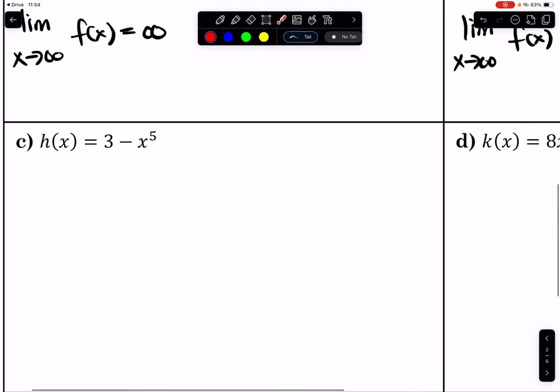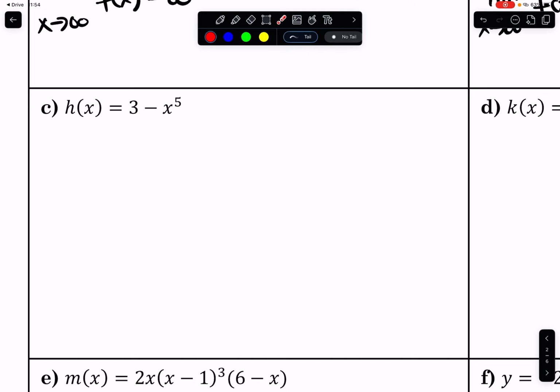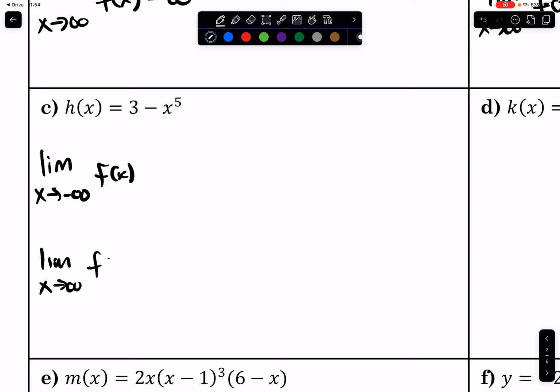Now let's look at this next example right here. For this example, we have that h of x is equal to 3 minus x to the 5th power, and we need to identify again the end behaviors using limit notation. Okay, so we need to figure out what's happening on the right. Now pay very close attention to this, because this one has 2 terms, and we're only worried about the leading term.